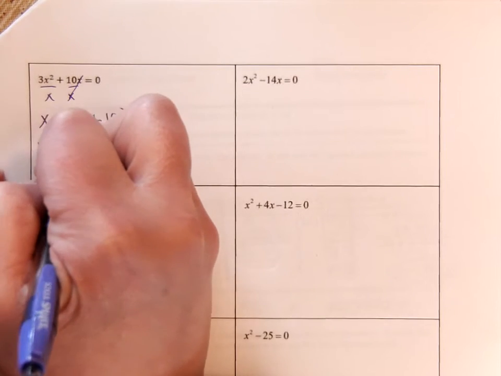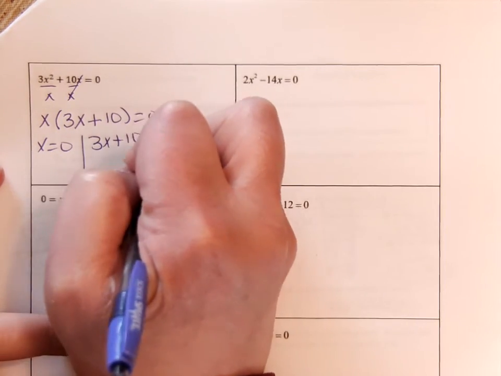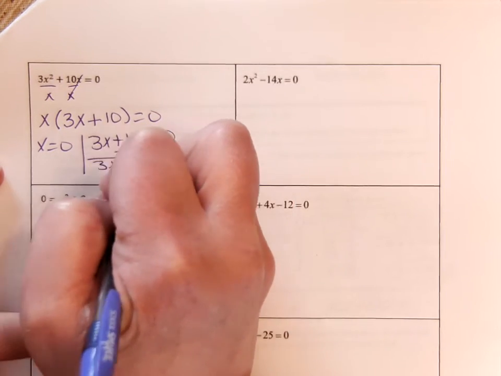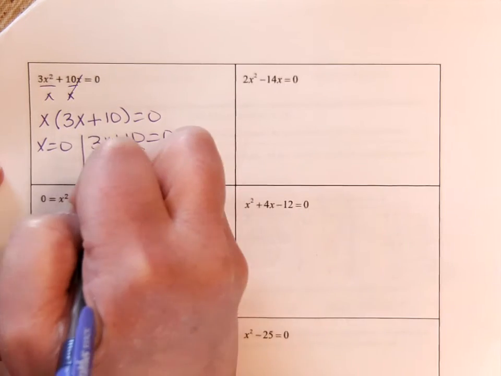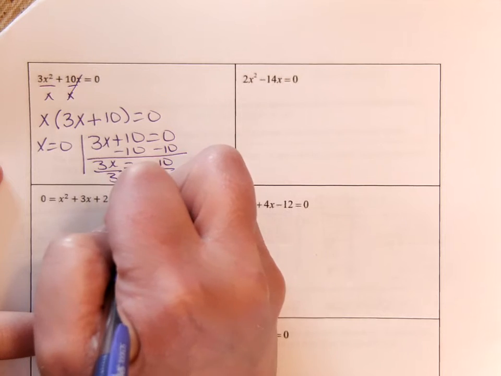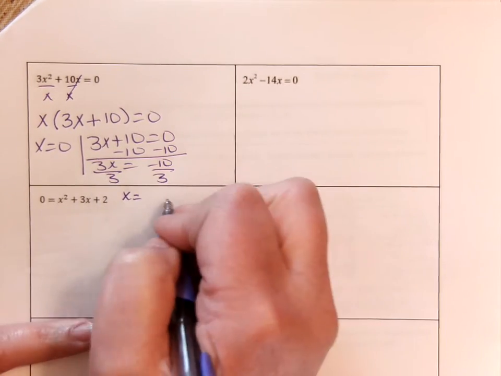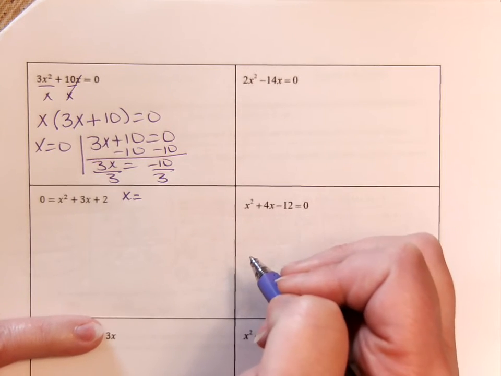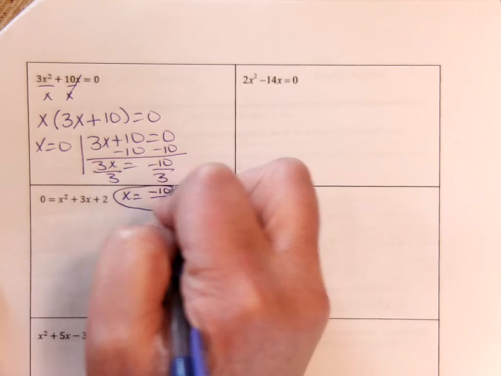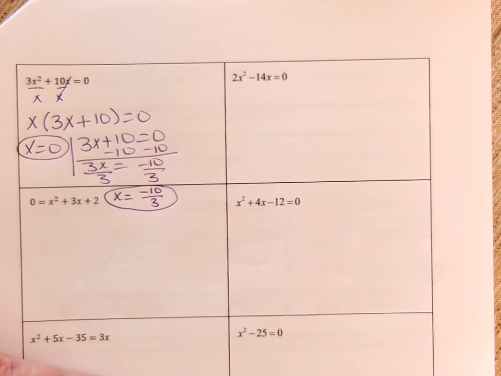So x equals 0. That one is all set. And 3x plus 10 equals 0. So I'm going to minus my 10. 3x equals negative 10. Divide by 3. Oop, running out of space here. And x equals, that's going to give us a repeating decimal of negative 3.3 repeating. So you can write that, or you can leave it as the fraction negative 10 over 3. And you're done. Let's take a look at the next one.